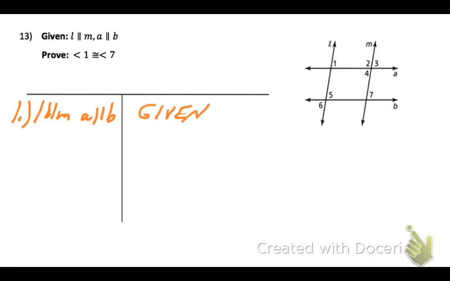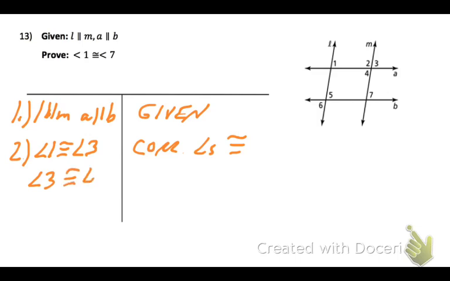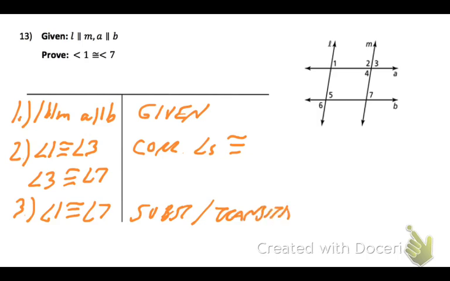Different things we could do. Here's one option. One option is we could say, okay, well, 1 is congruent to 3, because 1 and 3 are, in this case, corresponding angles, and they're congruent, and in the same step, I can also say 3 is congruent to 7 for the same reason. Finally, 1 is congruent to 7 by transitive property, or we're substituting something in for something else, substitution or transitive, either way.